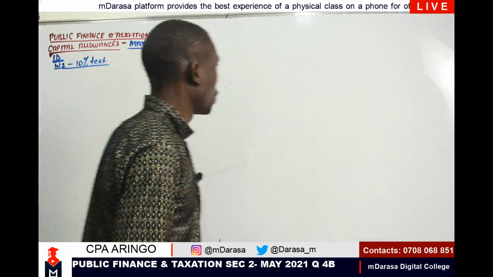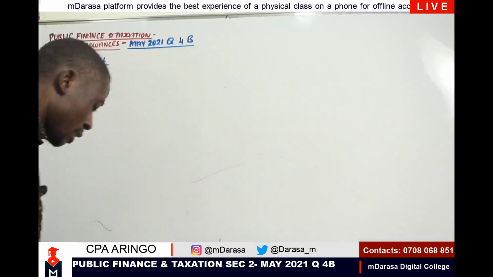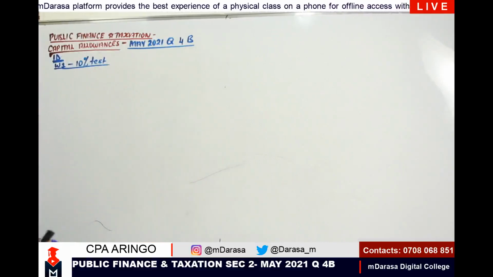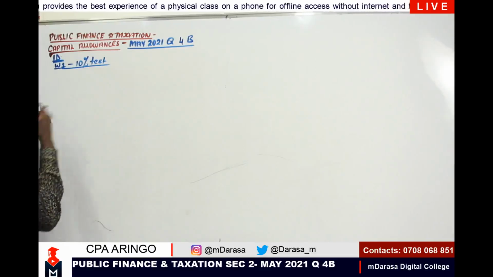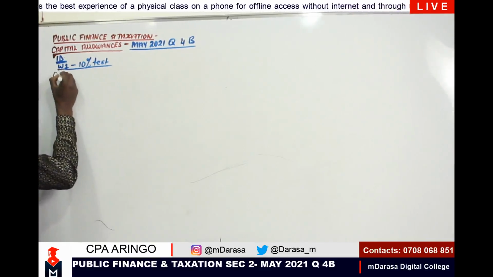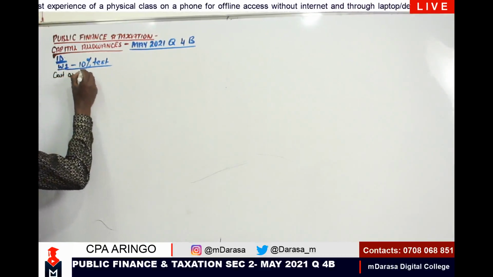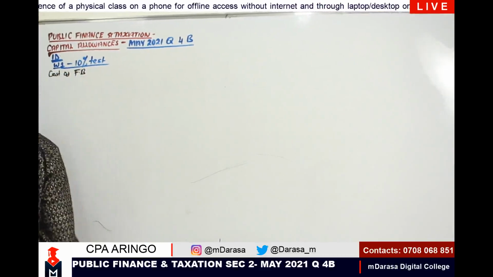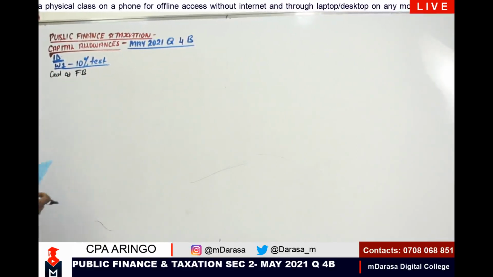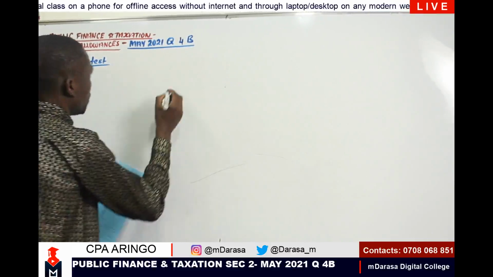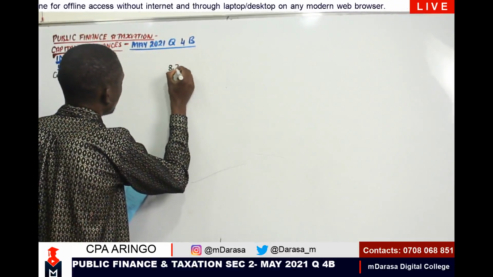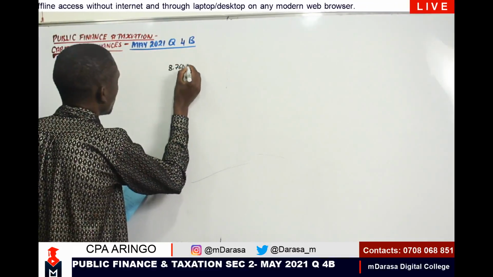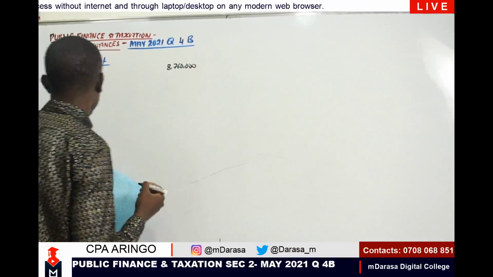And this is what you are going to do. We have to determine the factory building cost. So talk of the cost of the factory building. The cost of the factory building, my good student, you can clearly see we have 8,760,000. This is our cost of the factory building.